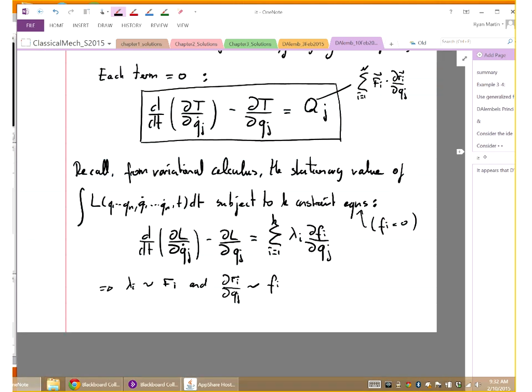All right, when you compare what we obtained for D'Alembert's principle, especially if you plug in for the generalized force the definition in terms of the applied forces, mathematically it looks very similar to the problem of finding the stationary value of the integral of some function L, where L would be T, subject to some constraints between the coordinates given by the Fi. And so somehow this generalized force has something to do with the constraints.